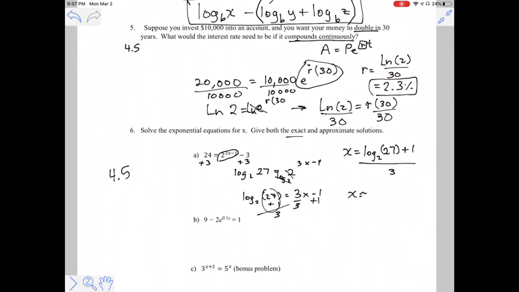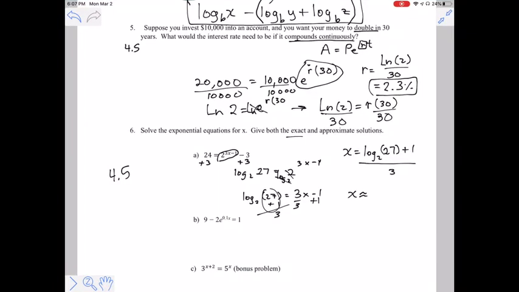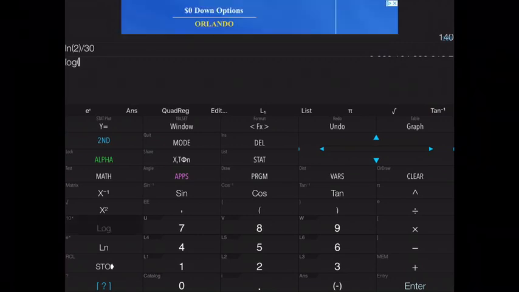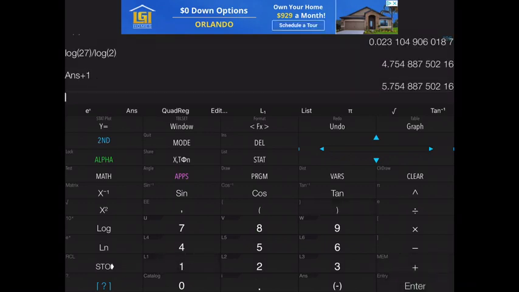The approximate solution, again, going to the calculator. Actually, let me go back here. Remember, the calculator doesn't do log base 2, so you're going to have to use the change of base formula. So log 27 divided by log 2, then plus 1, then divide that all by 3. That's how you would have to type that in on a calculator. So log 27 divided by log 2, then plus 1, then divide by 3, 1.92.